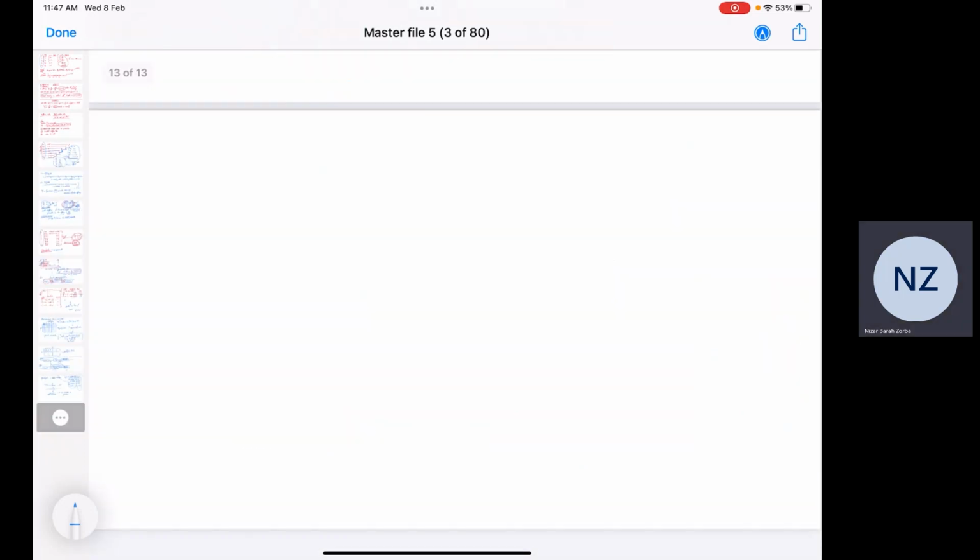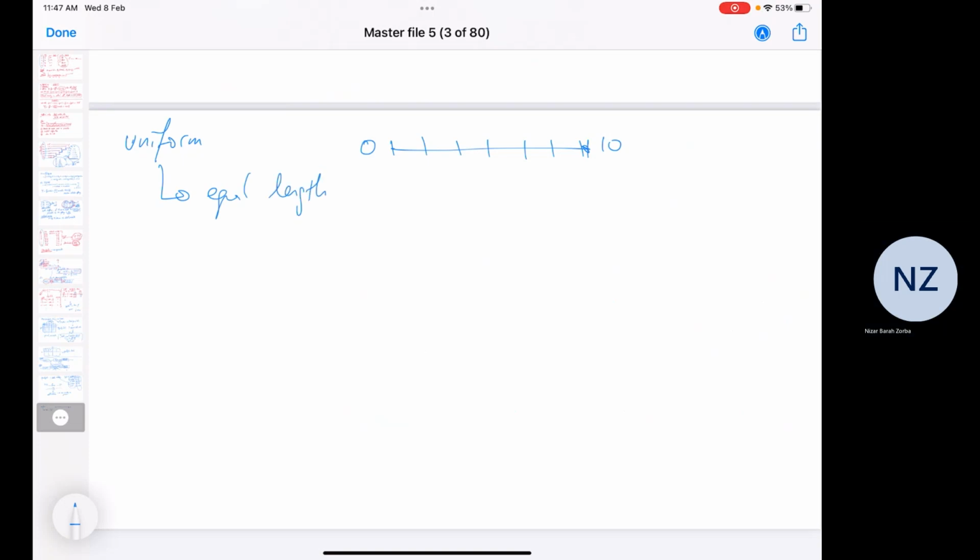We have two kinds of quantization: something that is called uniform and something that's called non-uniform. So what is the uniform quantization? We have an interval from 0 to 10, for example. Whenever it is uniform, we have equal, uniform, equal length, what we call quantization levels. Cool, easy. This is the straightforward one.